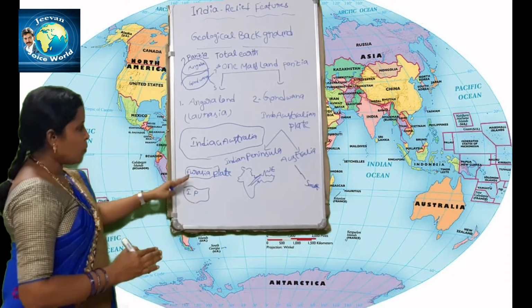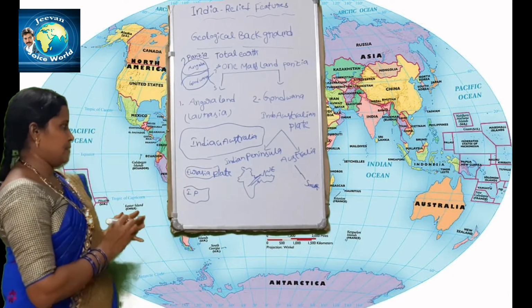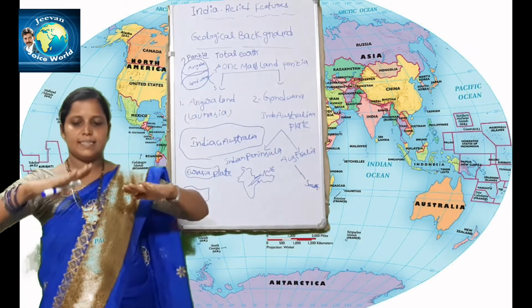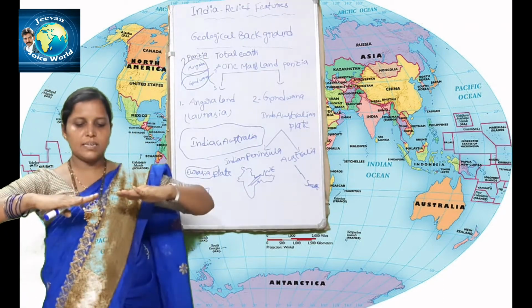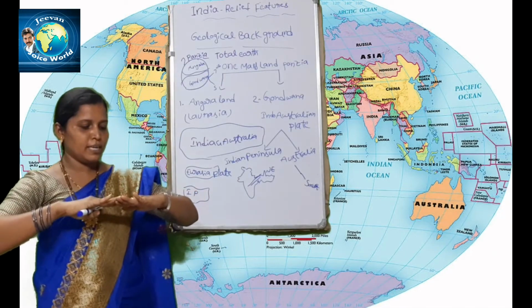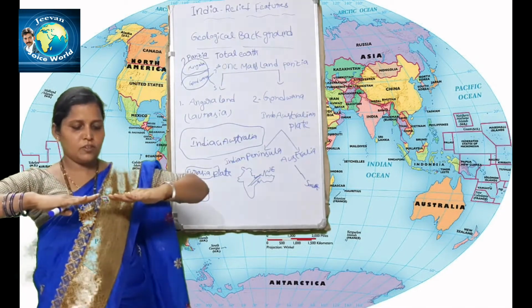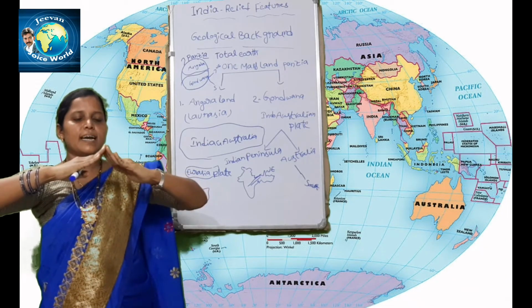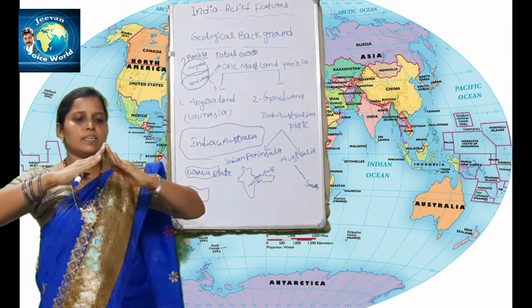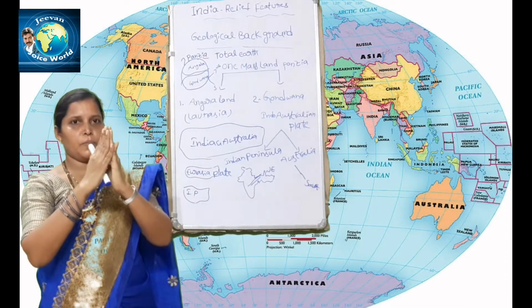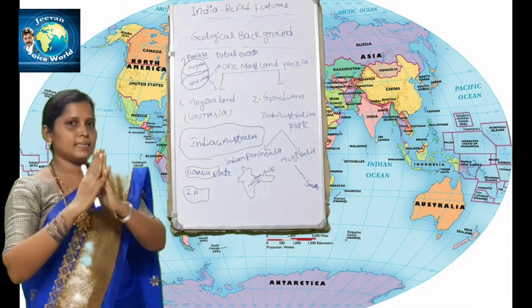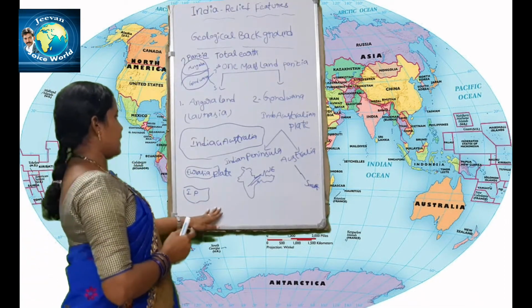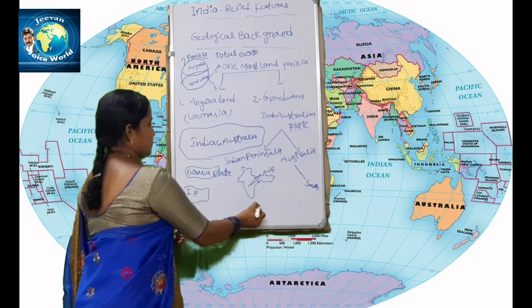The Indian plate collided with the Eurasia plate. Children, look at this. This is the Indian peninsular plate. This is the Eurasia plate. In this situation, two plates collide, pushing and colliding. In this situation, Himalayan mountains were formed millions of years ago. This is the plate tectonic system.